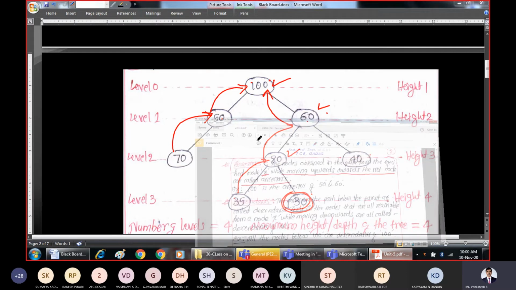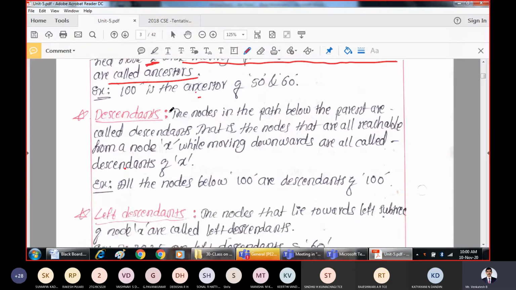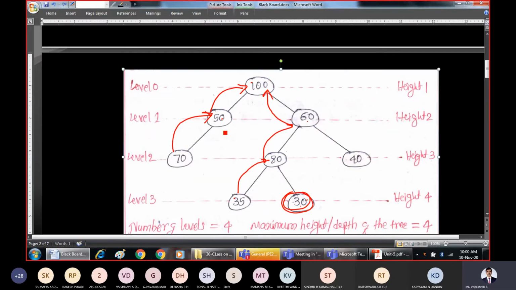Right? Next, descendants. That is the reverse of ancestor. The nodes in the path below the parent are called descendants. That is, all the nodes below 100 are descendants of 100. That means whoever is born after that node is called a descendant. For this node 100, all are descendants of 100.